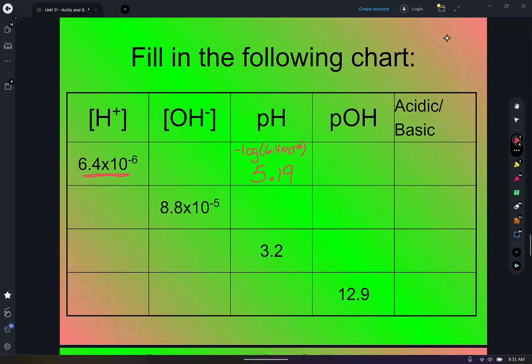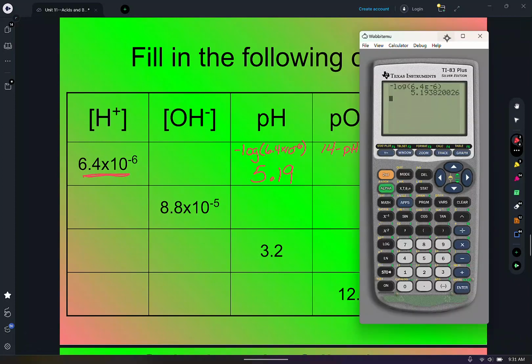Okay, now to go from pH to pOH, I'm going to go 14 minus the pH is going to be my pOH. So I go back to my calculator and I go 14 minus second answer, enter, and that's 8.81.